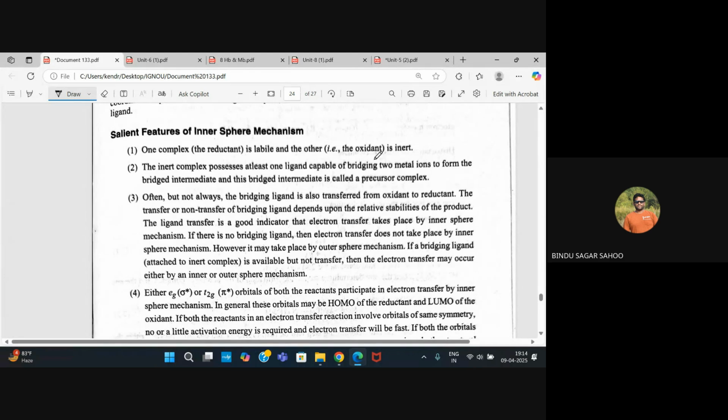So if there is no bridging ligand, then the electron transfer doesn't take place by the inner sphere mechanism. For the inner sphere mechanism, there must be a bridging ligand in the inert complex or oxidant part. If the bridging ligand is absent, the electron transfer may take place by the outer sphere mechanism. We can also remember that inner sphere electron transfer reactions are faster than similar reactions occurring through the outer sphere mechanism.